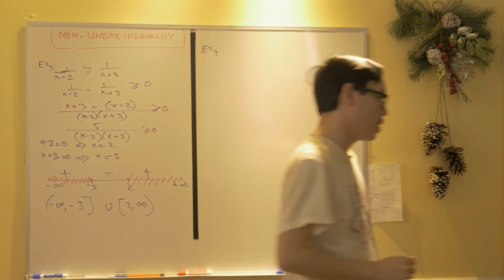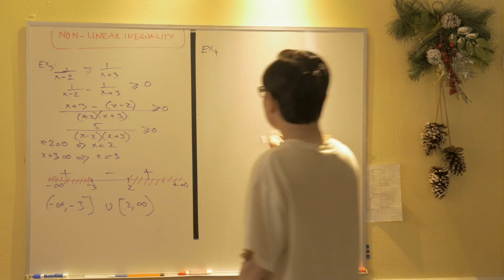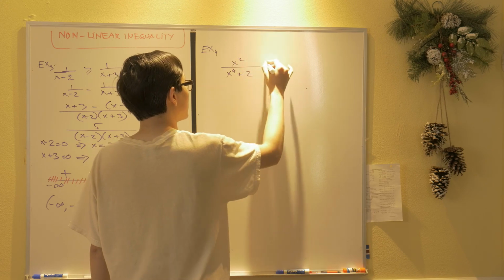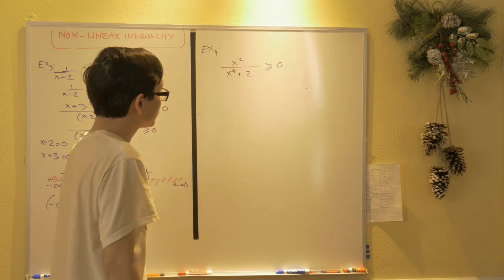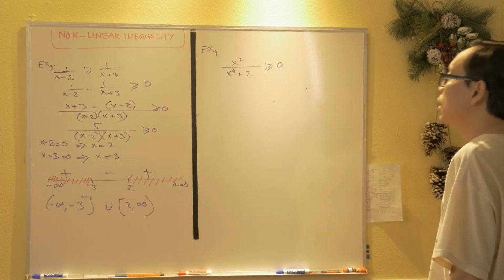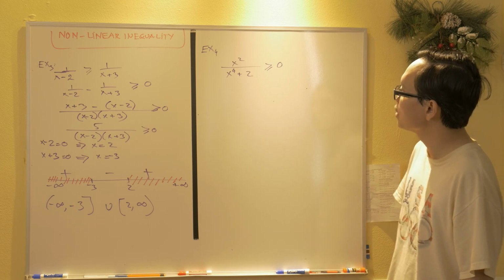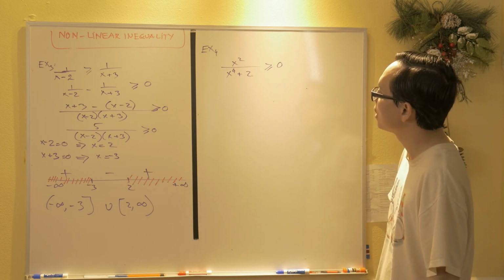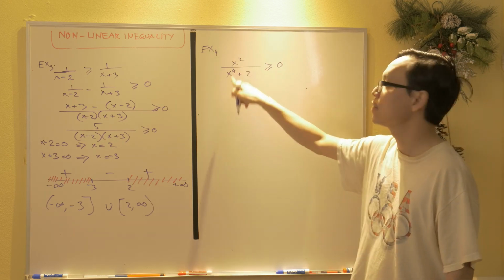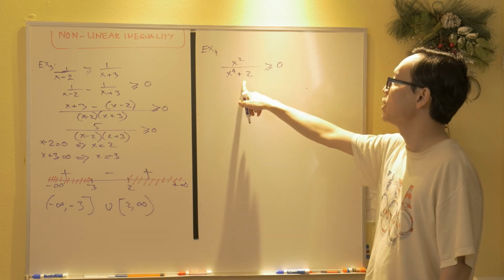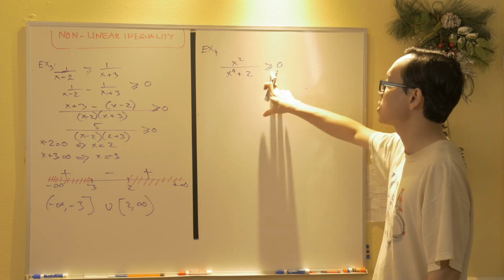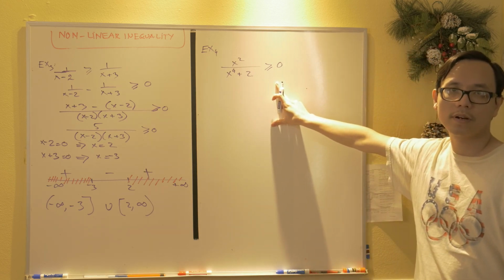For example, I have something like this: x squared over x to the 4 plus 2 greater than or equal to 0. You see that this rational inequality here is pretty obvious, right? Because everything squared is positive, everything raised to the 4 is also positive. Add another positive number, so a positive over another positive is a positive number. Of course, this is greater than or equal to 0.